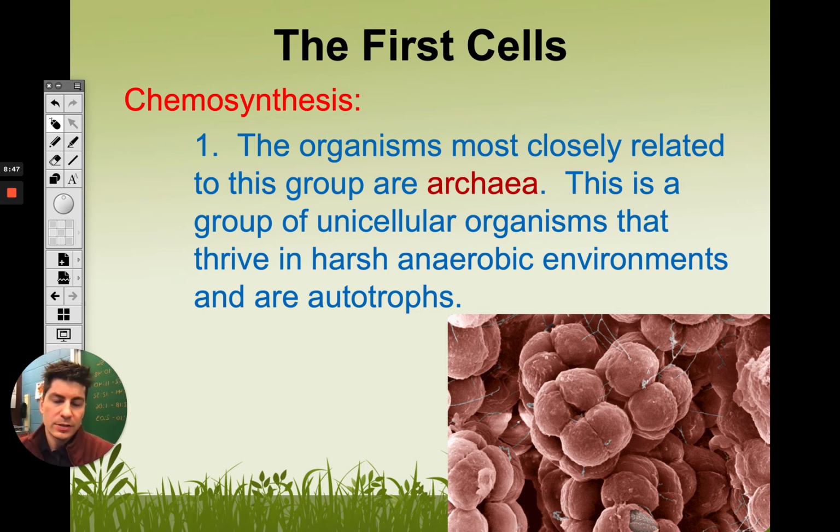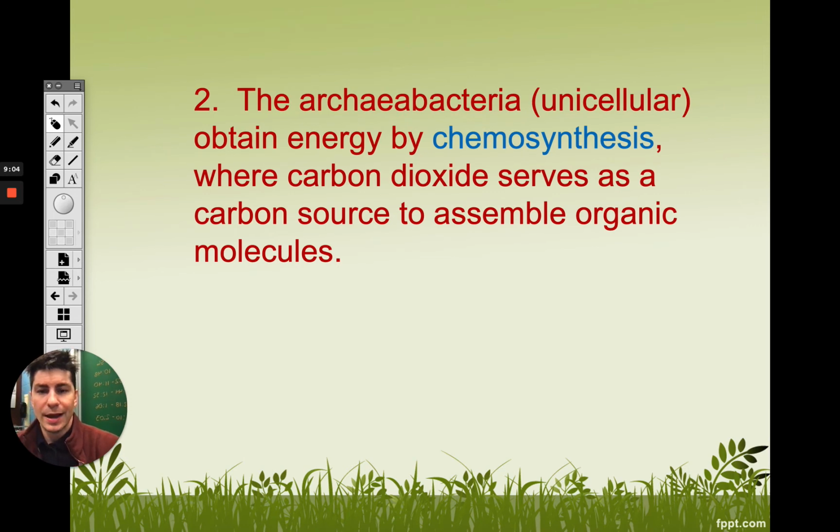So in our first cells, guys, we think that the ones we were studying kind of look like archaea. Again, it's a prokaryotic cell. Archaea lives in harsh environments. And we think early Earth probably was a harsh environment. So after this, we started to get different species out there. The first one is archaebacteria. It's a unicellular bacteria, and it goes through a process called chemosynthesis. A little bit different than photosynthesis.